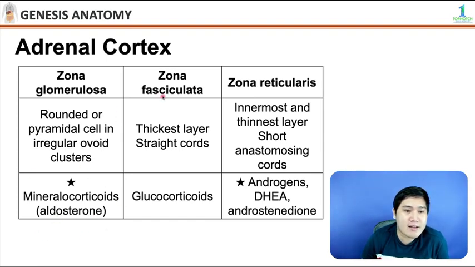Your zona fasciculata has fascicles, straight cords. It also happens to be the thickest layer, secreting the glucocorticoids. While your zona reticularis, the innermost and thinnest layer, is composed of short anastomosing cords, which secrete androgens, DHEA, and androstenedione. This was also asked before. The zona fasciculata has not been asked yet. So, that's it about your adrenals.